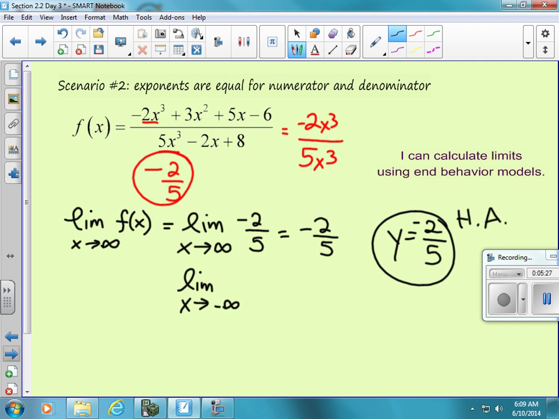I like to abbreviate things. Okay, going to the negative infinity, same thing. So that shows that we have the same horizontal asymptote.